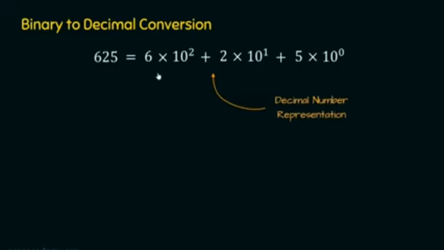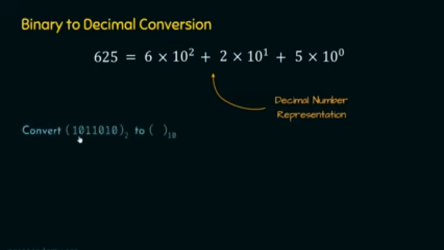So, with this concept, we can easily convert a binary number to its equivalent decimal number. This is the reason why I have shown how to represent a decimal number. Now, in order to convert a binary number to its decimal number, we need to multiply each digit of that binary number by its positional weight. Let's see one example to understand this.